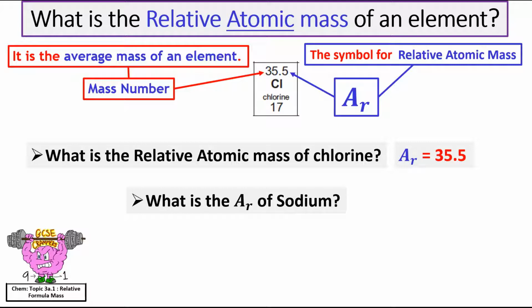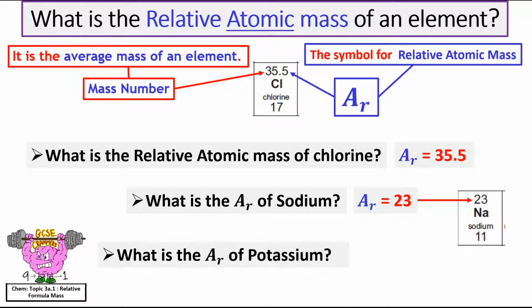What is the AR of sodium? The answer would be the AR equals 23. What is the AR of potassium? The answer would be the AR equals 39.